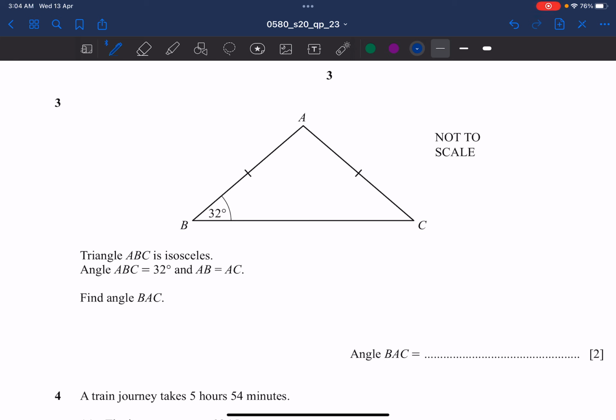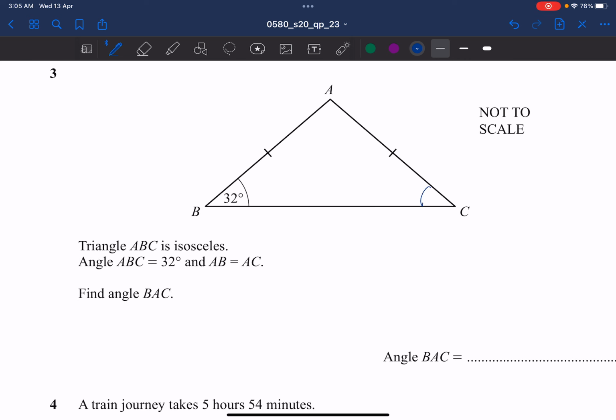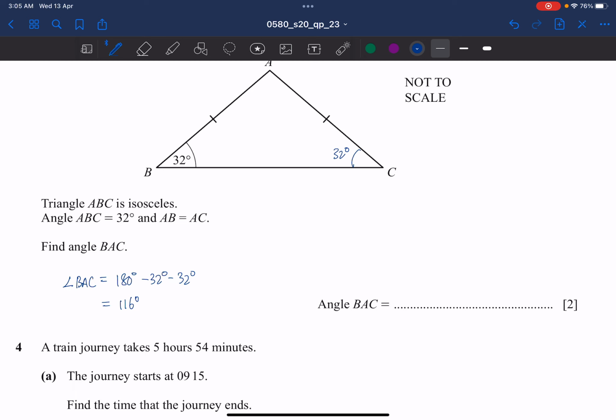Number 3, triangle ABC is isosceles. Angle ABC is 32 degrees. Find angle BAC. So this is also 32, right? Since it is an isosceles triangle, AB equals AC. Okay, so angle BAC will equal 180 minus 32 degrees minus 32 degrees. So it will be 116 degrees. Okay, so angle BAC is 116 degrees.